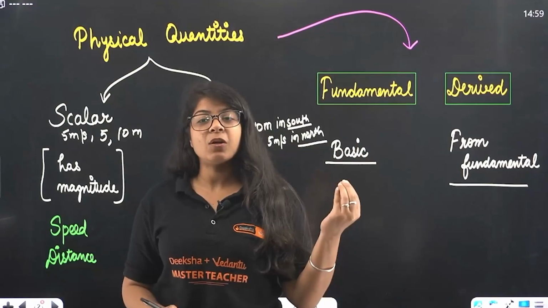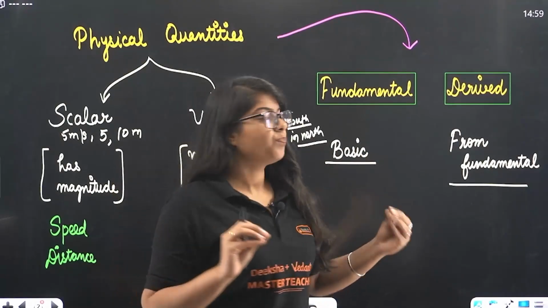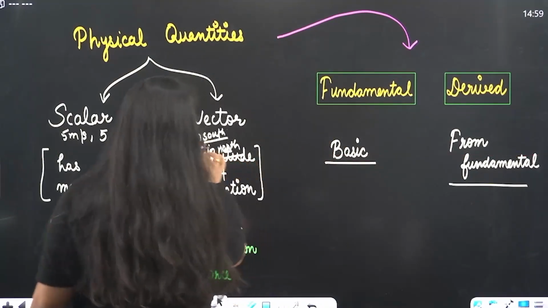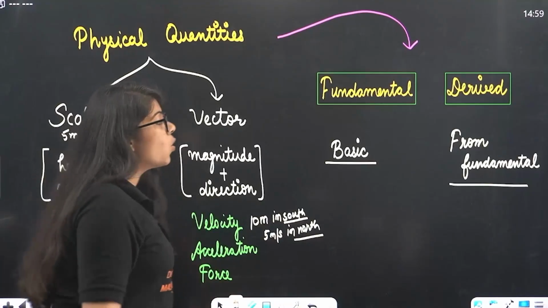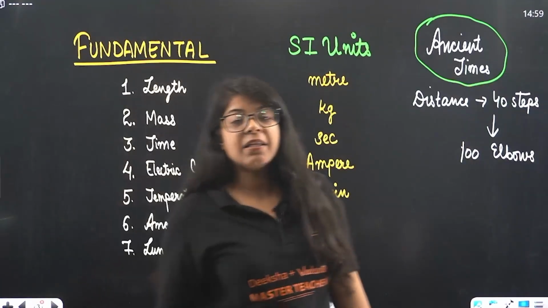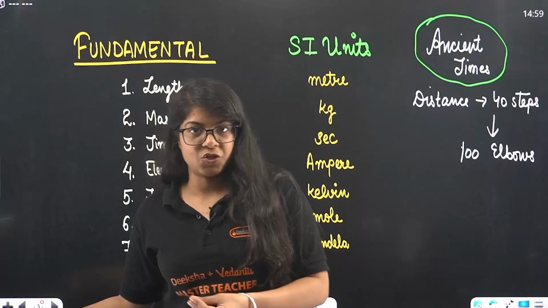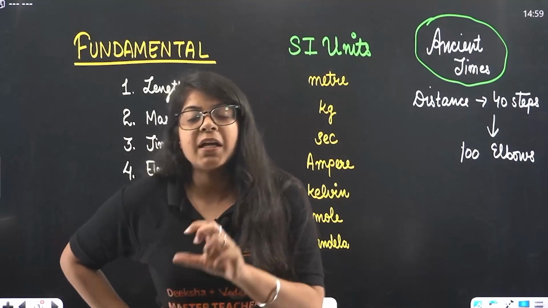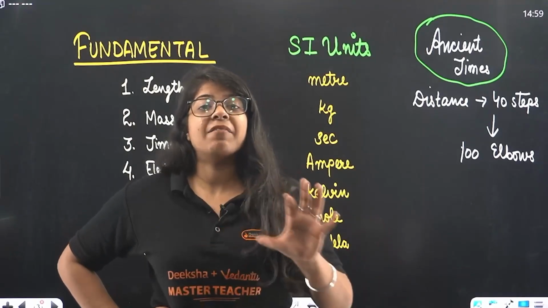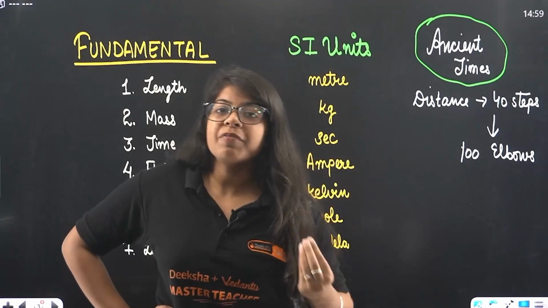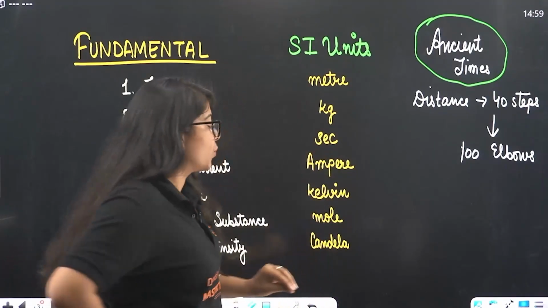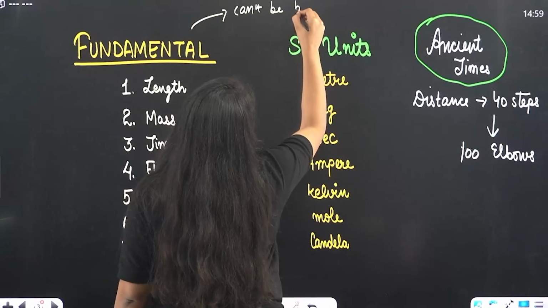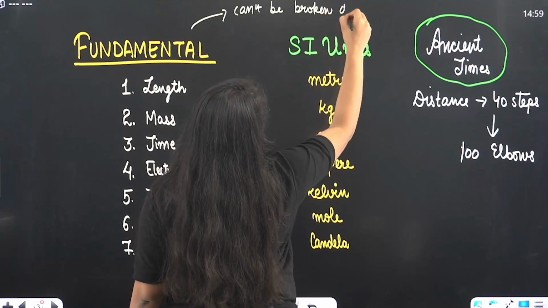These are fundamental quantities and these are derived quantities. What are the fundamental quantities? Fundamental quantities, beta, are the ones which already exist in nature. We say the cell is the fundamental unit of life, and the atom is the fundamental unit which makes up everything, right? So what do we mean by fundamental? That it can't be broken down. That's the basic meaning of fundamental.